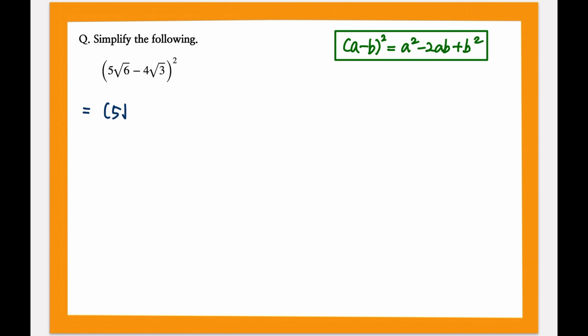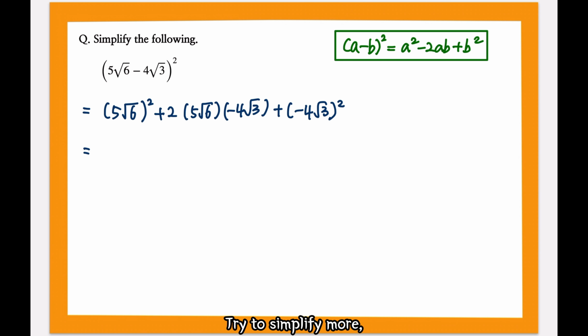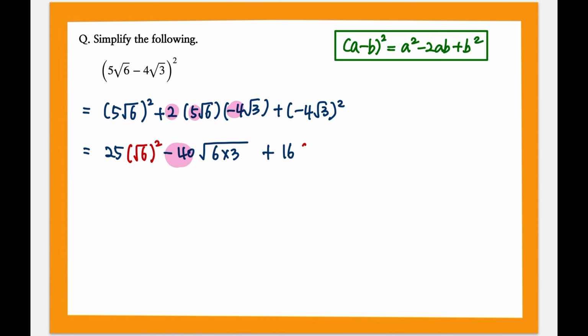So (5√6)² + 2 times 5√6 times −4√3 + (−4√3)². Try to simplify more, we get 25 times (√6)². And we have to look into the numbers. Multiply them, we get −40. So −40 √6 times √3 plus 16 times (√3)².